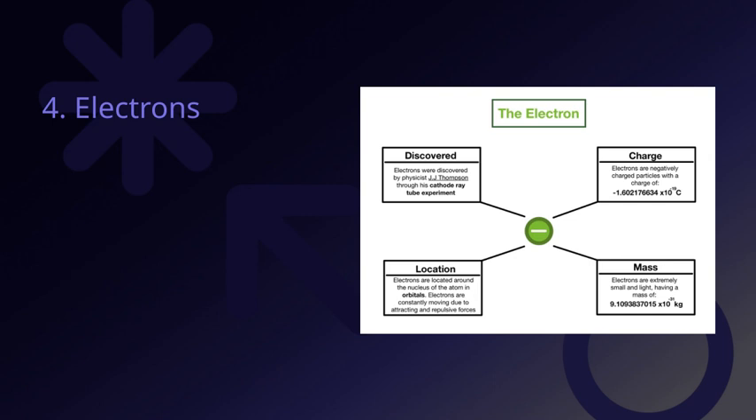When they jump between these levels, they emit or absorb energy, which explains phenomena like light emission. Connecting this to the bigger picture, electrons are at the core of modern physics and chemistry. They help us understand the structure of matter and the interactions that govern the universe. So, grasping the behavior of electrons is key to unlocking many scientific and technological advancements.